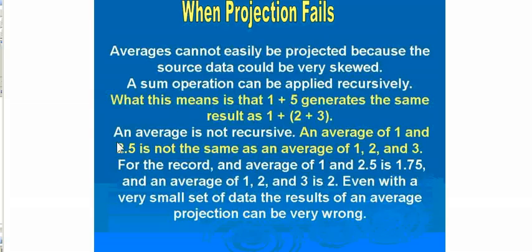Let's say some operation can be applied recursively. What this means is that 1 plus 5 generates the same result as 1 plus of 2 plus 3. But average is not recursive. An average of 1 and 2.5 is not the same as an average of 1, 2 and 3. For the record, an average of 1 and 2.5 is 1.75 and an average of 1, 2 and 3 is 2. Even with a very small set of data, the results of an average projection can be very wrong.